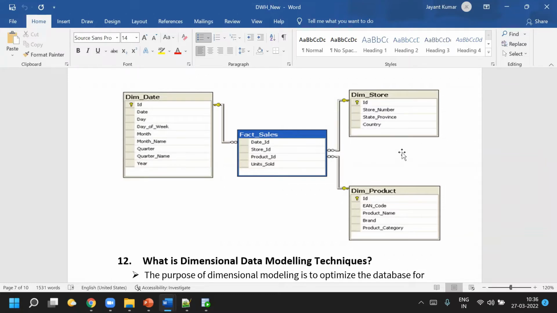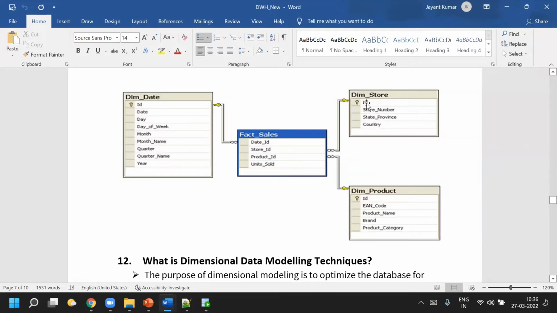But generally, if they ask what a fact table is, give the definition and say that whatever facts are in the fact table are numeric. If you see here in the fact table, date ID, store ID, product ID are all numeric values. They are not characters. None of the columns will have characters. All values will be numeric, meaning digit values, numbers.